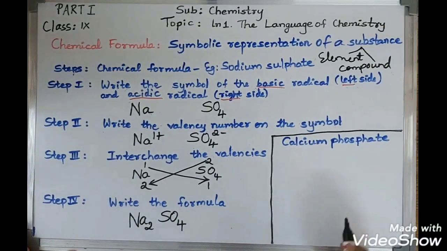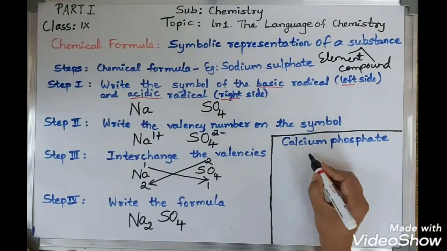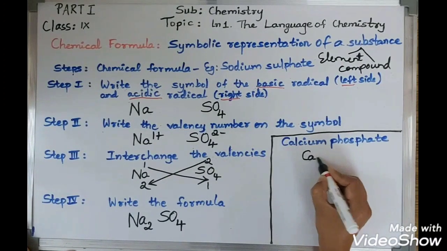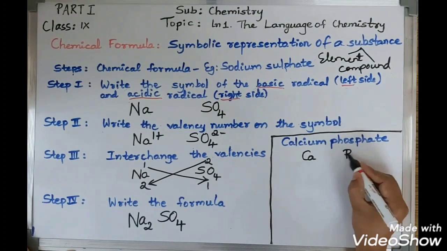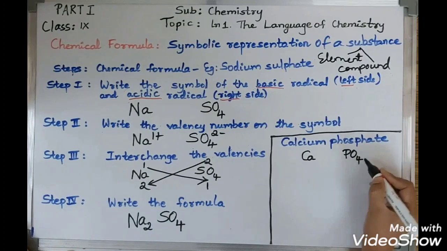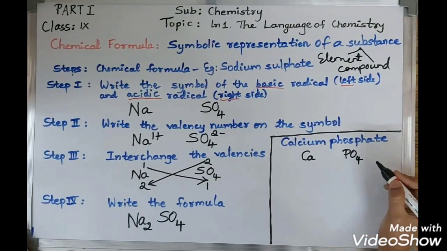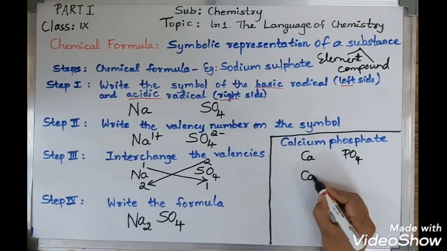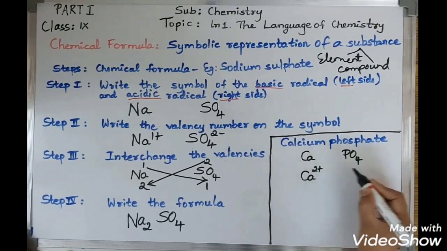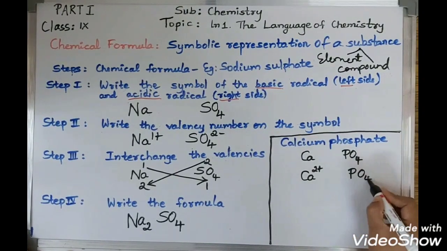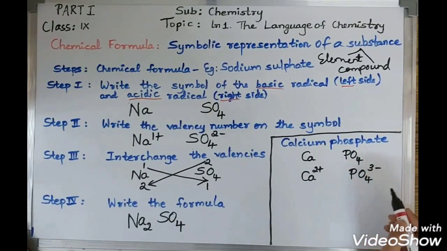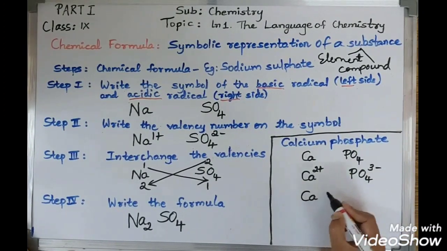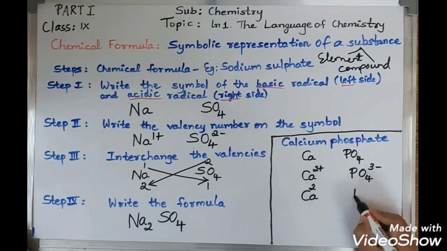Let us take the example calcium phosphate. Here in the first step, we are writing the symbol of the basic radical, which is calcium in calcium phosphate, and the acid radical, which is PO4 in calcium phosphate. In the second step, we will be writing the valency number for both of these. For Ca it is 2 plus, for PO4 it is 3 minus. In the third step, we will be interchanging the valencies.